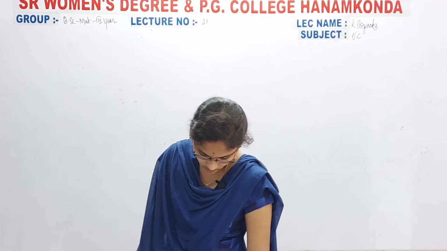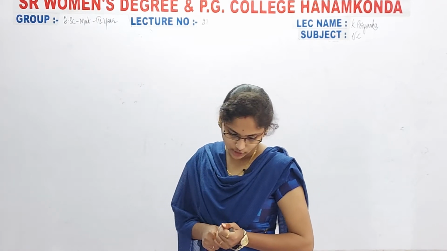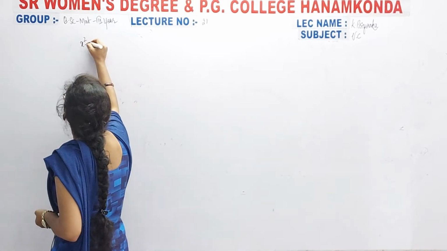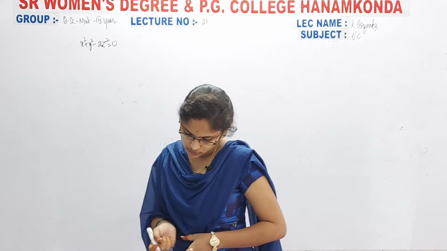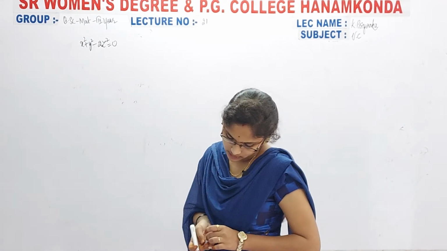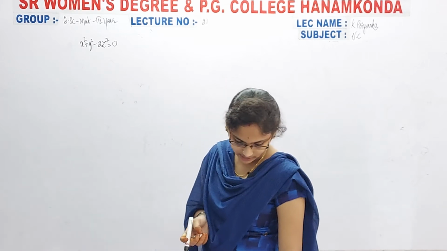Find the equation of the plane which is tangent to the surface x square plus y square minus 2z cube is equal to 0 at the point 1 comma 1 comma 1.